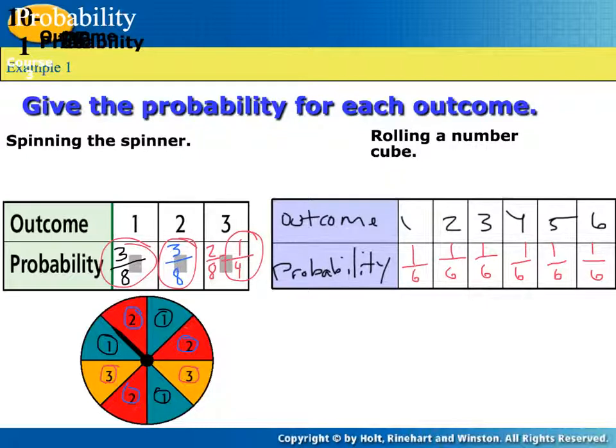Okay, so as you look at this, each of them has an equal opportunity of being rolled. All of them have the same chance, same probability. They have a 1/6 opportunity to be rolled. All of these are 1/6.